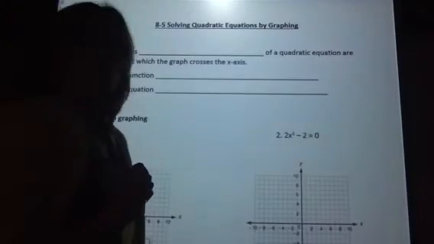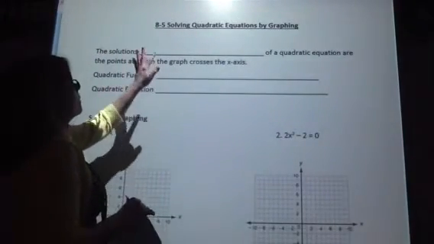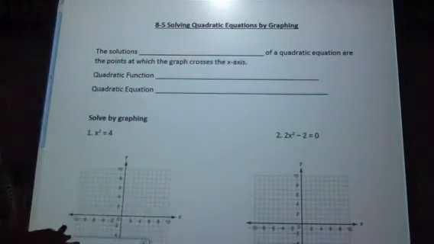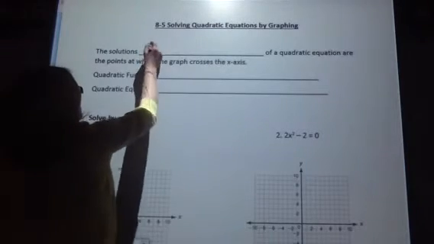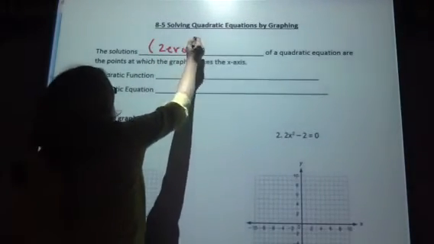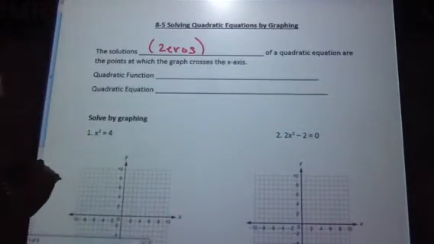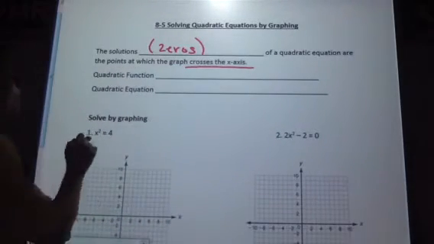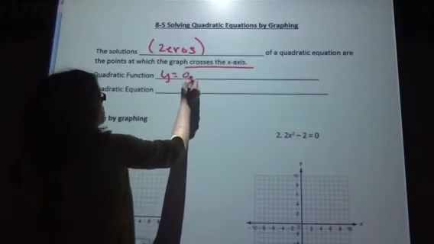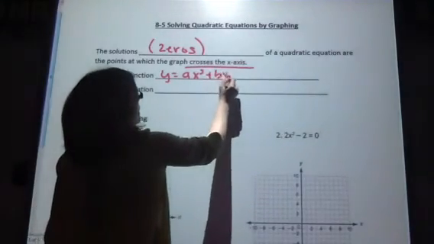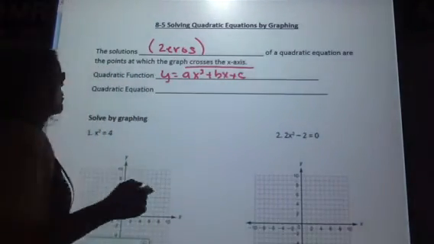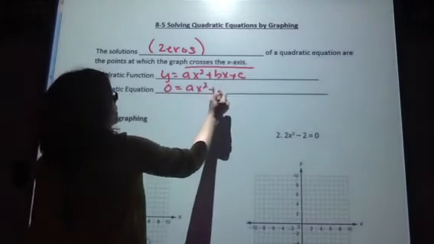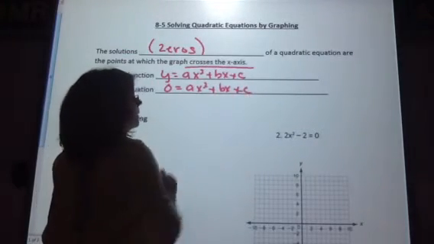All right, class, today we're going to do Unit 8, Section 5, and we're going to talk about solving quadratic equations by graphing. Okay, so the solutions for solving quadratic equations are the zeros of the quadratic equation, the points at which it crosses the x-axis. The quadratic function is y equals ax squared plus bx plus c. Your quadratic equation is 0 equals ax squared plus bx plus c.